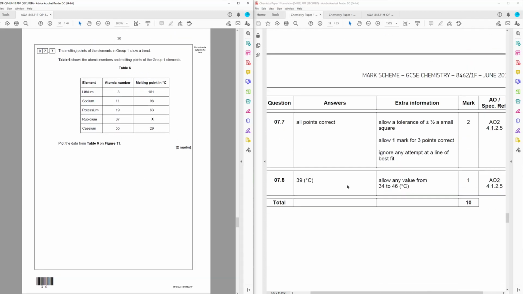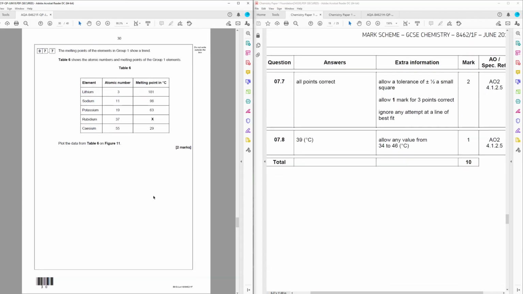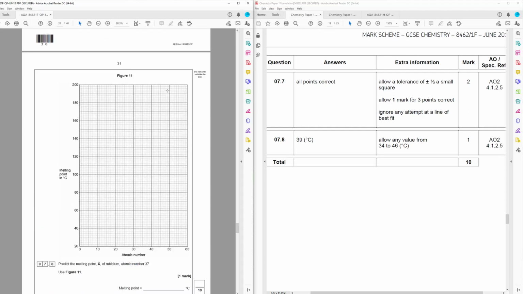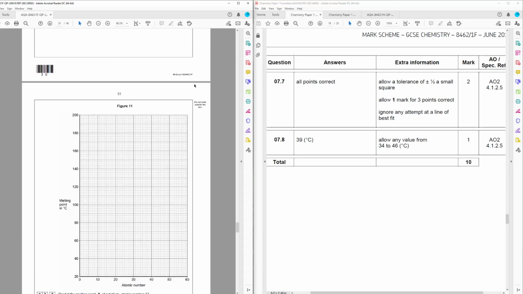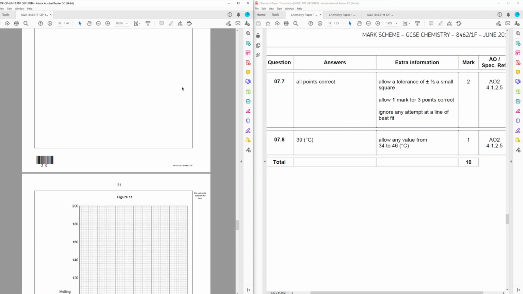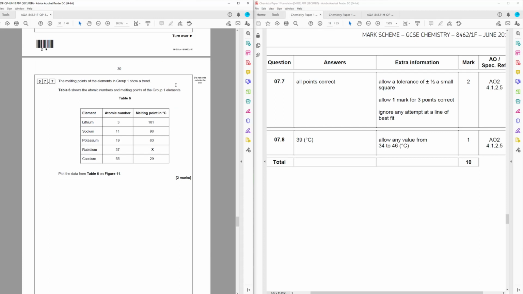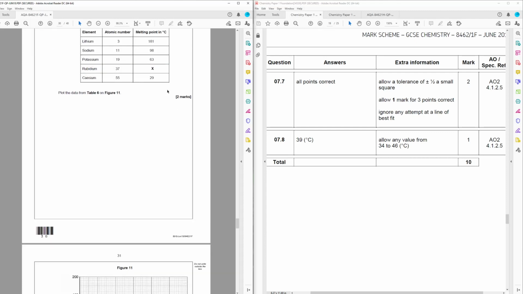7.7. You are plotting a graph based on these values here. So the only thing to make sure is that you get the atomic number and the melting point on the right lines. Pretty well done for most people. The only problem that you get there is when you draw in a line of best fit. Did it ask for a line of best fit? No, it just asks for plotting it. That's why it's only 2 marks.